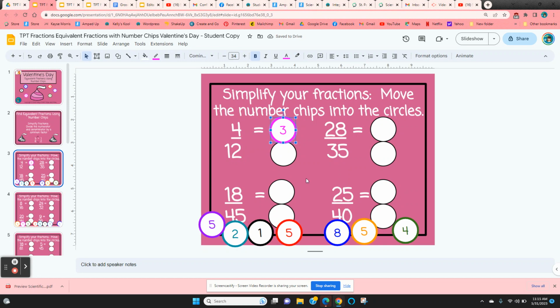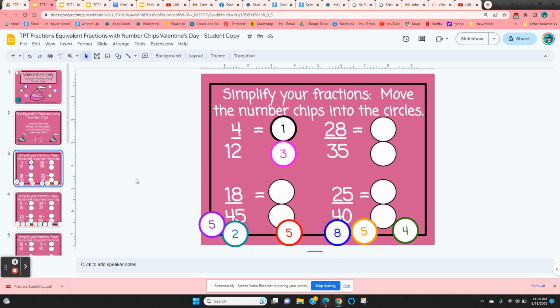And 12 divided by, wait, did that wrong. That would be a 1. 4 divided by 4. We're going to simplify. And 12 divided by 4 would be 3. So you can see if students use the wrong number, then when they get to the end, the numbers aren't going to work. So they know that they've made an error. They need to go back and change it.